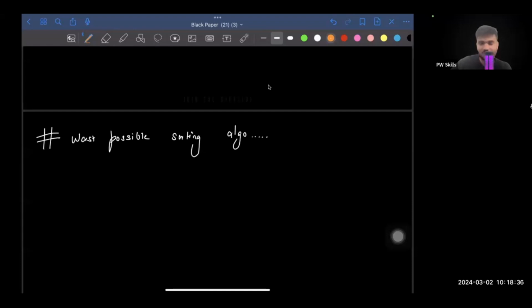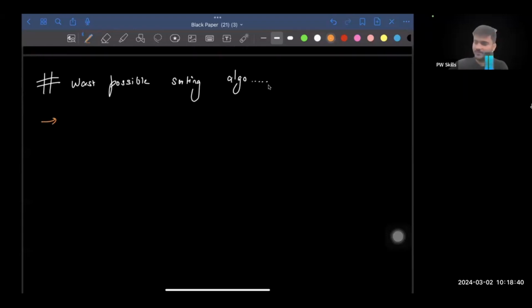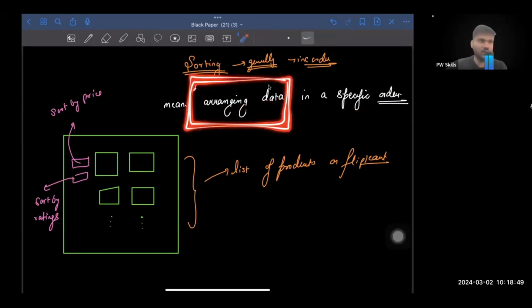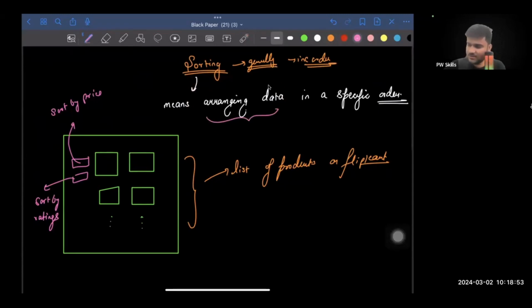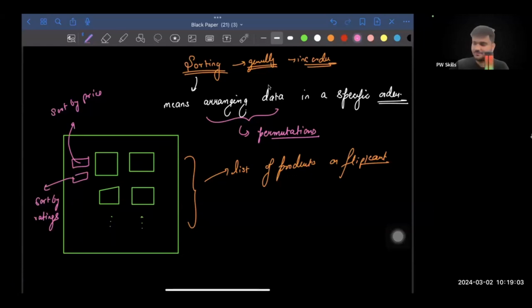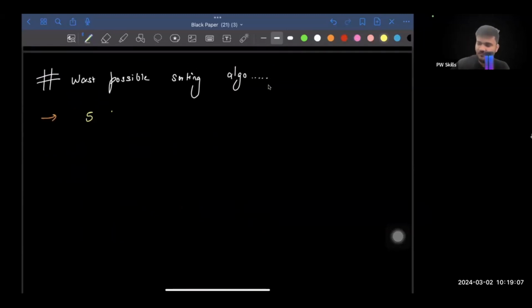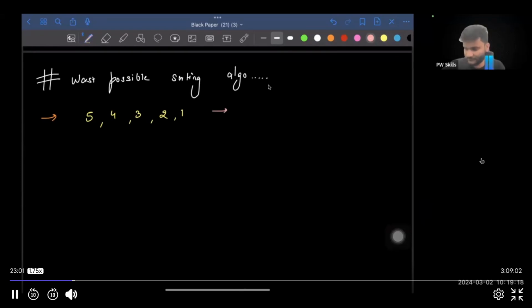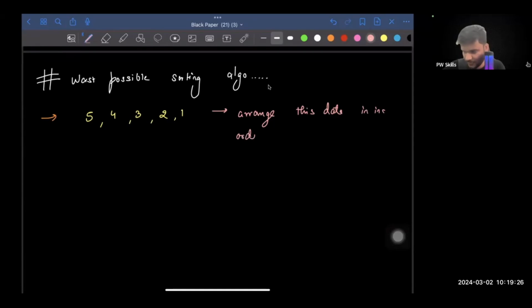Let me tell you what the worst possible sorting algorithm is. The meaning of sorting is arranging data in a specific order. Arranging data is also called permutations. So let's say we have data like this: 5, 4, 3, 2, 1, and we want to arrange this data in increasing order. You can see I'm specifically mentioning what order is the required order.